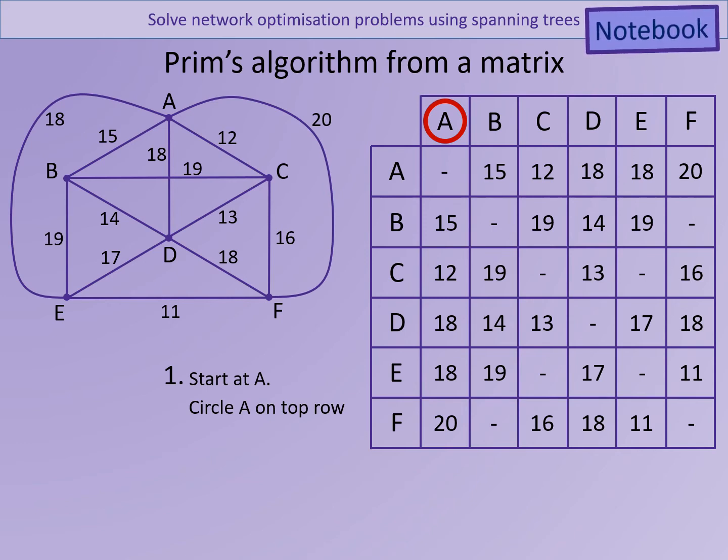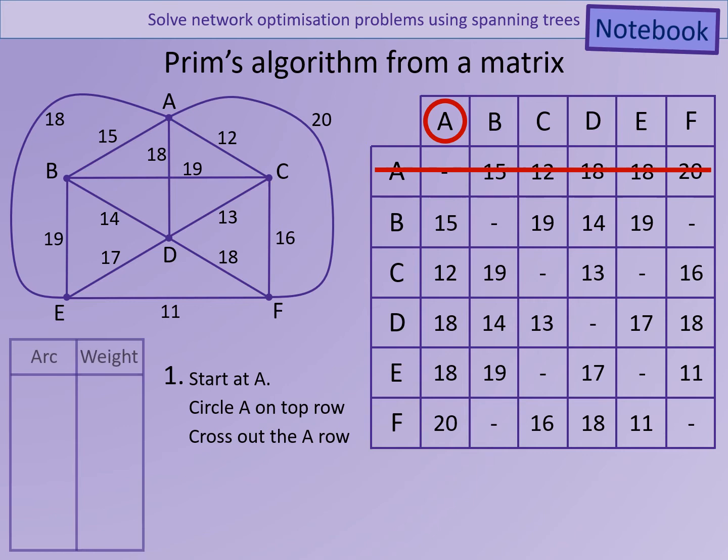When a vertex has been circled along the top, that shows that it has now been added to the spanning tree. The next step is to cross out the row corresponding to that vertex. The reason it's being crossed out is because it now does not need adding anymore. It's already been added to the tree.